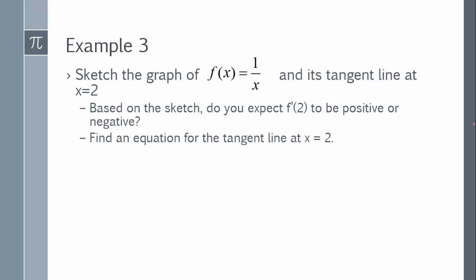All right, now let's look at a graphical example of what's going on. I took this one right from your book because I want to just talk a little bit more about the graphic representation of a derivative. So sketch the graph of f of x equals 1 over x and its tangent line at 2. All right, so let's do that first.